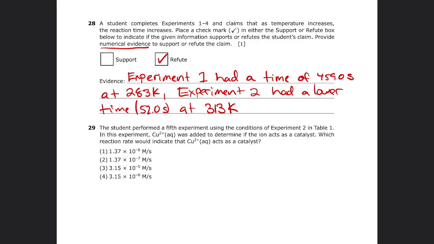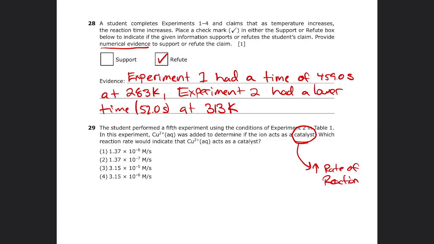All right, question 29 says the student performed a 5th experiment using the conditions of experiment 2 in the table. In this experiment, Cu2+ aqueous was added to determine if the ion acts as a catalyst. Which reaction rate would indicate that the Cu2+ acts as a catalyst? Well, remember, a catalyst is going to increase the rate of reaction.